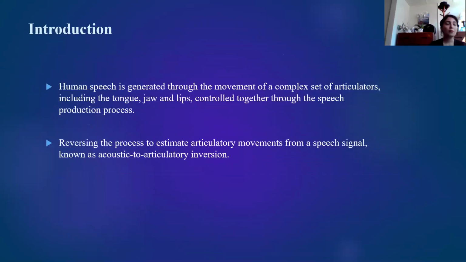For the introduction, I'm going to talk about acoustic to articulatory inversion. Human speech is generated through the movement of a complex set of articulators, including the tongue, jaw, and lips, controlled together through the speech production process. Reversing the process to estimate articulatory movements from the speech signal is known as acoustic to articulatory inversion.